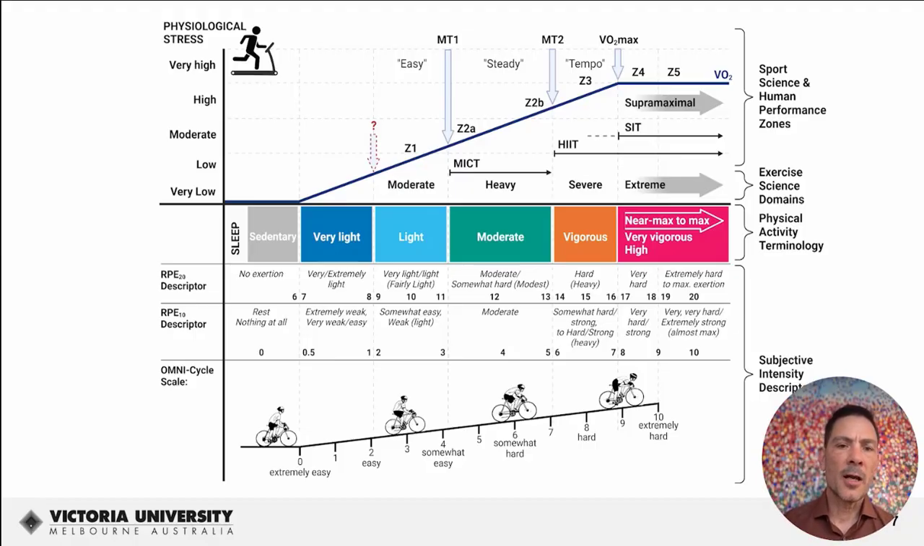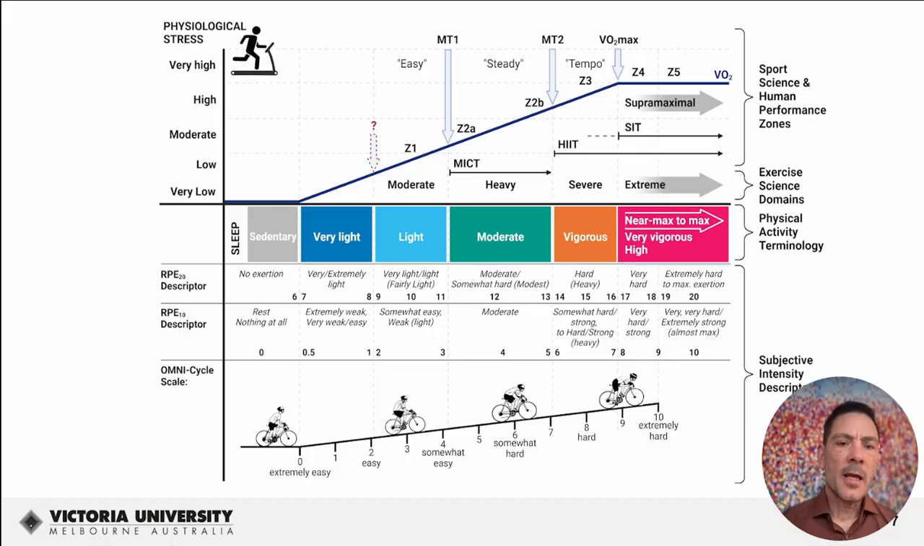As I said, I want to highlight where I think there is potential for confusion. Probably the first zone here: if you're a sports scientist, you might call this zone 1. If you're someone who uses the exercise science domains, you might call that moderate intensity exercise, whereas someone in physical activity would be calling that light intensity. And then you've also got the different RPE terminology, somewhat easy, weak, light, etc.